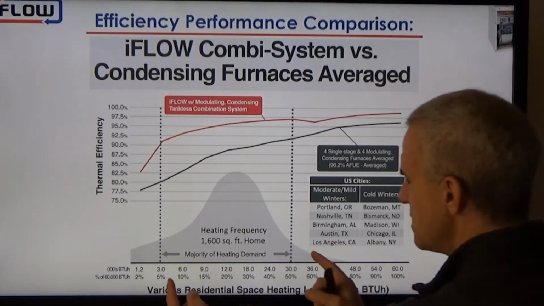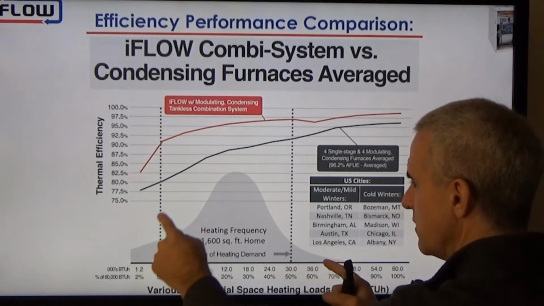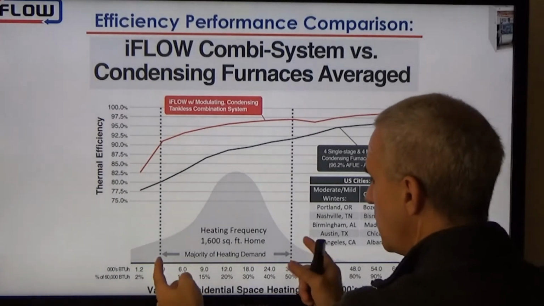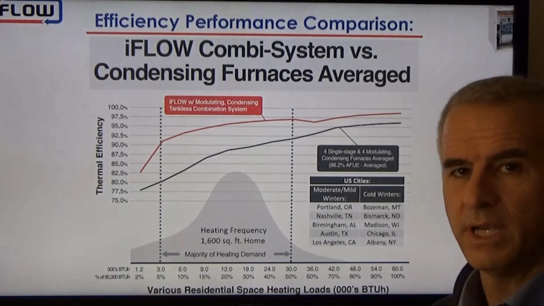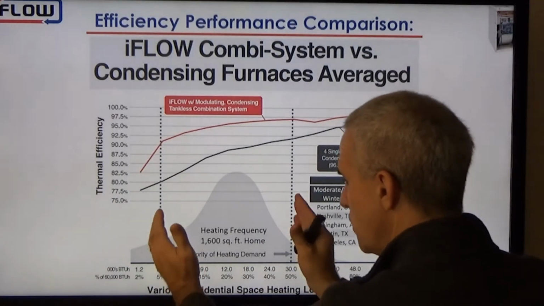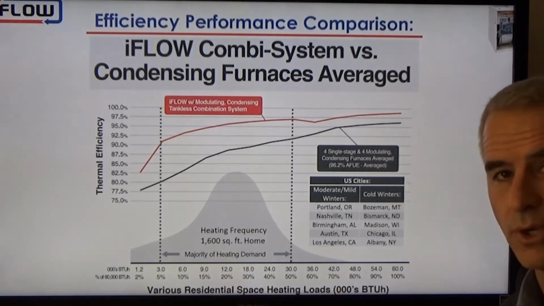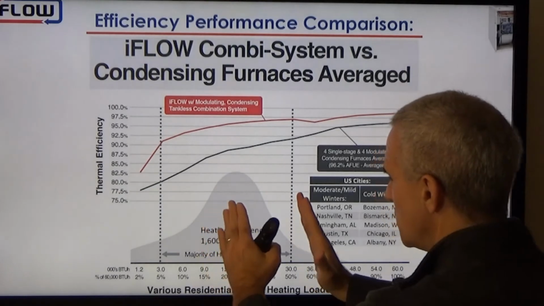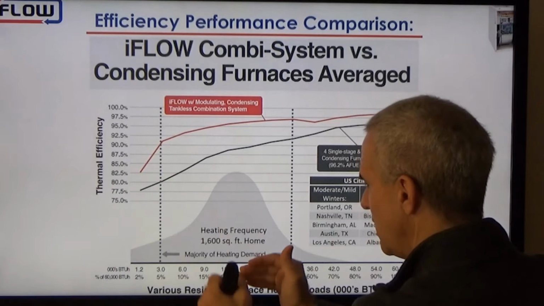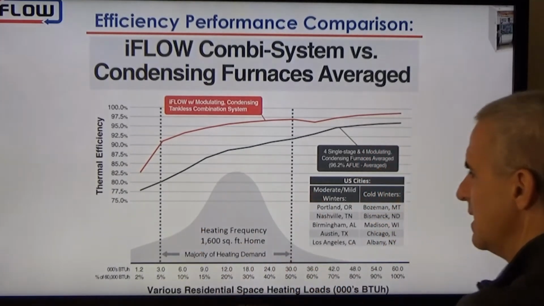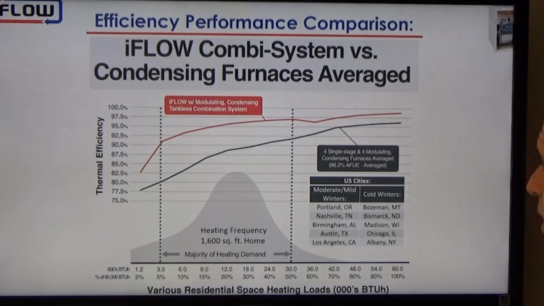But we've plotted our efficiency curves against the distribution curve that we talked about earlier. And we have the 2 dotted lines that represent the majority of the operation or the majority of the demand in our, let's say, our model 1,600 square foot home. And again, if it's a larger home, it'll shift a little to the left, or a smaller home, a little to the right, warmer area, a little to the right, colder area, a little bit to the left, but nonetheless, this is the average, very representative in our opinion.